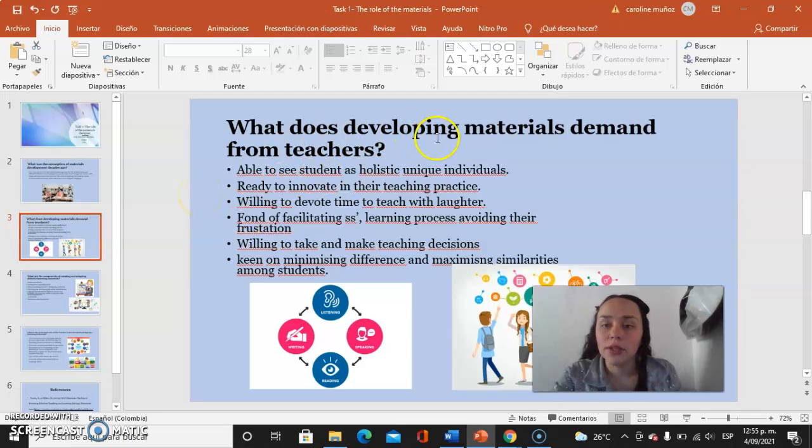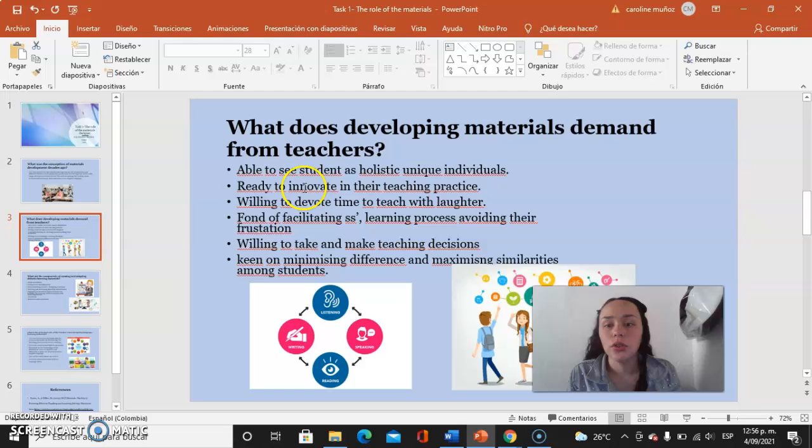And the other question is, what does developing materials demand from teachers? So I have six demands. First, able to see students as holistic unit individuals. I think that the teacher must understand that each student must find their own identity, yeah, through the different knowledge and ideas, yeah, and with the final to acquire a holistic learning or integrated learning.